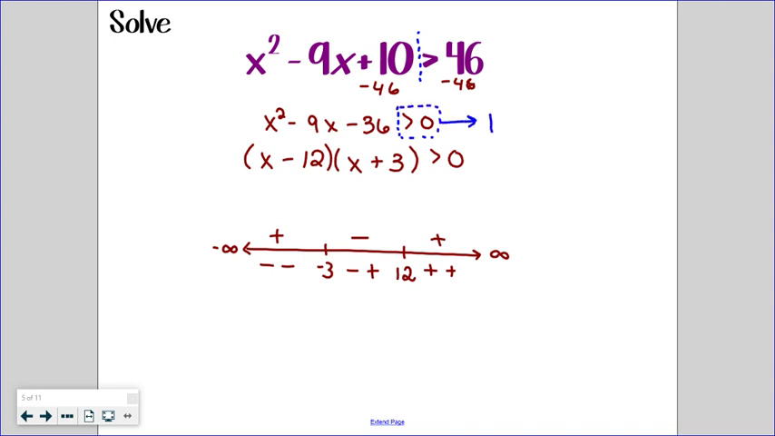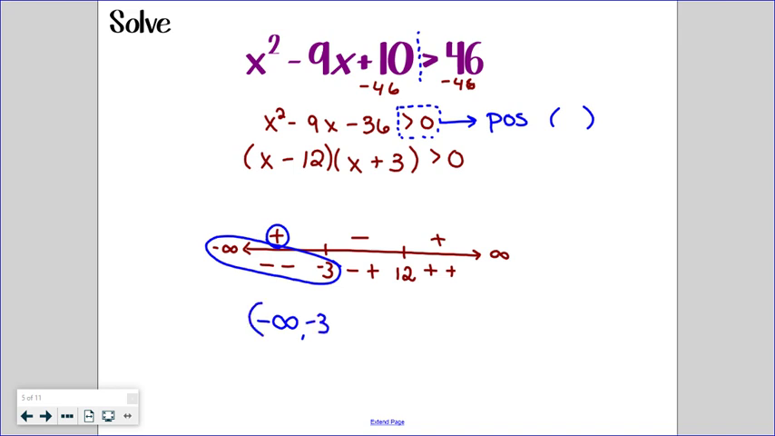Okay, bigger than 0. That is positive numbers. And we are not going to include the zeros on this one. So where is it positive? It is positive in this interval right here, which would be from negative infinity up to negative 3.